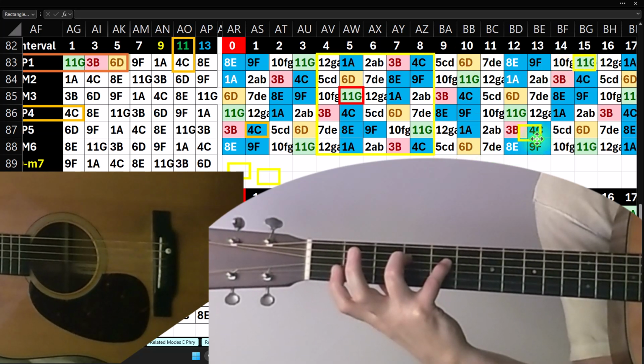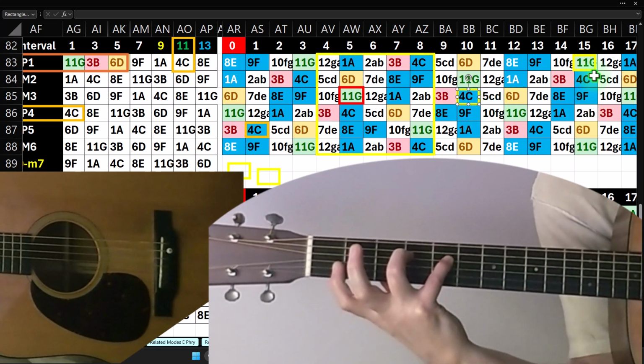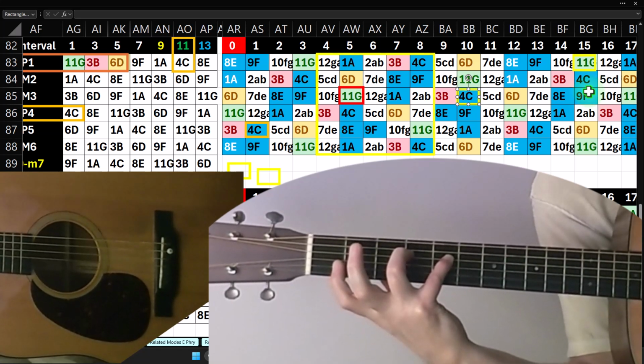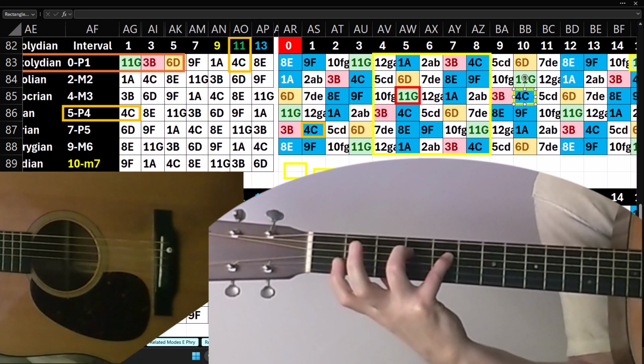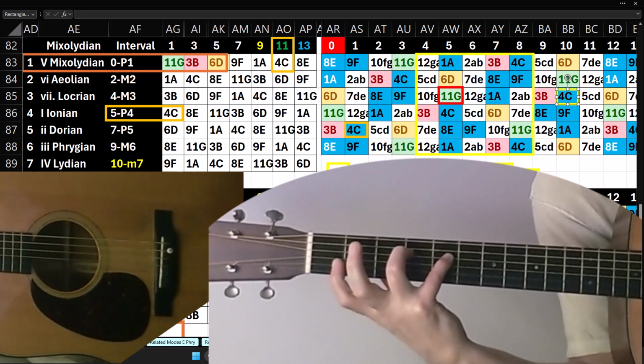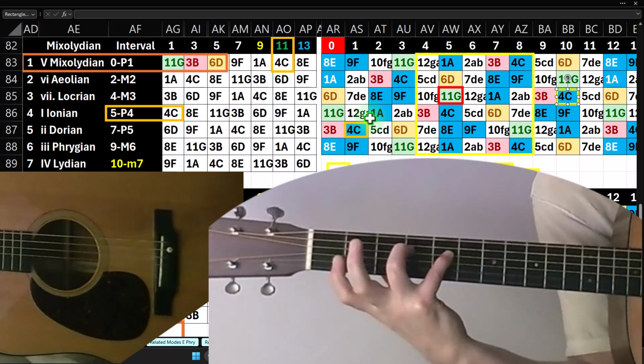I'm going to go down 3 strings to that C. So if I go down 3 strings, then the 5 note away perfect fourth is 1, 2, 3, 4, 5 frets back unless I cross the fault line, in which case the 5 note away perfect fourth is going to be 1, 2, 3, 4 frets back.